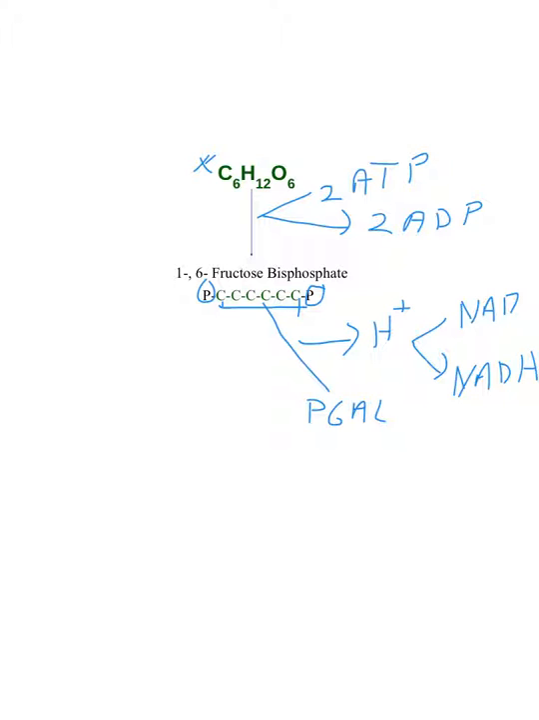But whatever happens to one half of the cracked molecule is going to happen to the other half as well. So we're going to do the same thing over here, strip off a hydrogen. It has to get picked up by NAD, and we're going to end up with NADH, and we'll have our P-gal over here. Right. So first step, we're going to take glucose, break it apart, and get P-gals.